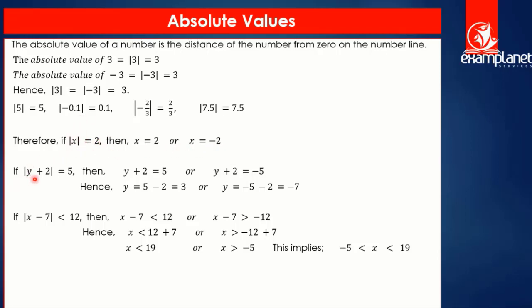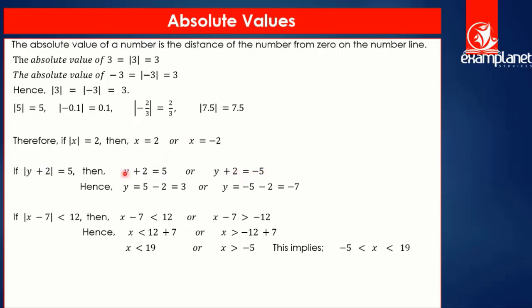If we have absolute value of y plus 2 is equal to 5, this y plus 2 is representing a number such that if I put the number there, I get 5. And that number must either be 5 or minus 5. So it means y plus 2 will be equal to 5, or y plus 2 is equal to minus 5.